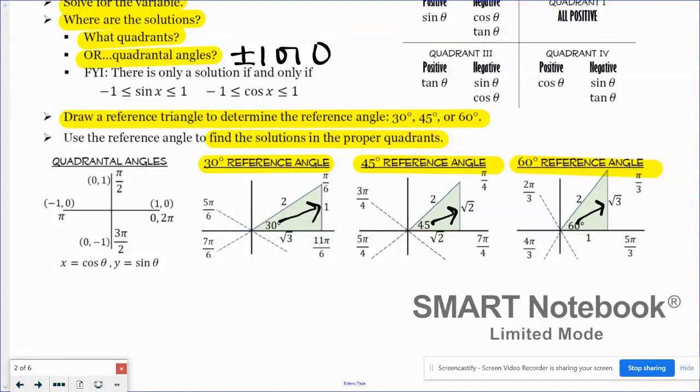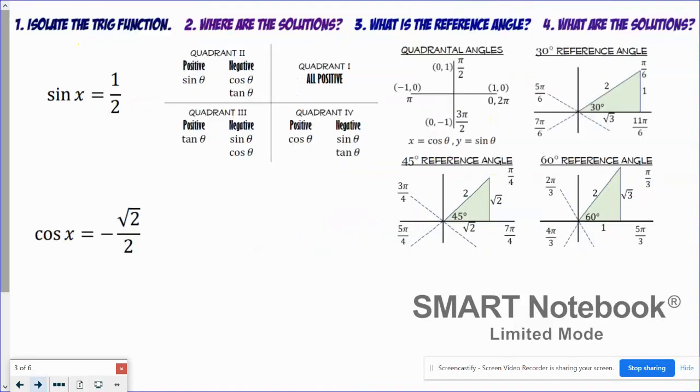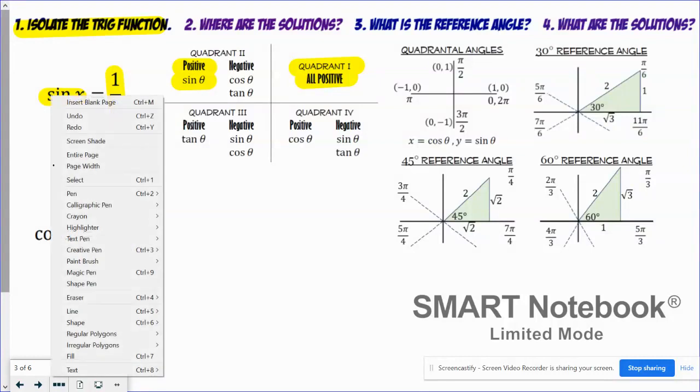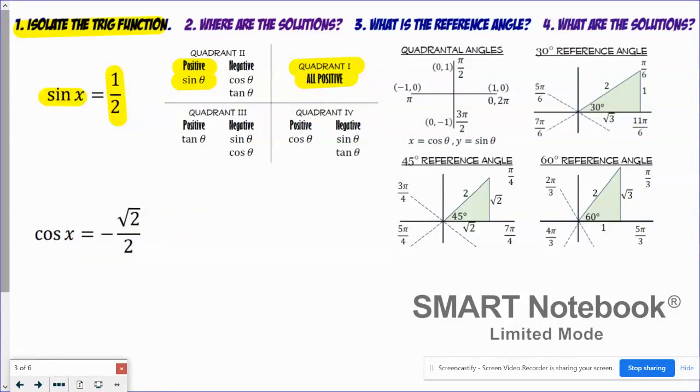Okay, so let's take a look at some really easy examples. Like sine of x is 1/2. Isolate the trig function, that part is already done. See how sine is isolated? The next question you ask yourself is, where are the solutions? Well, sine is positive 1/2, and sine is positive in quadrant 2, and well, all of them are positive in quadrant 1. So that's where our solutions are, quadrant 1 and quadrant 2.